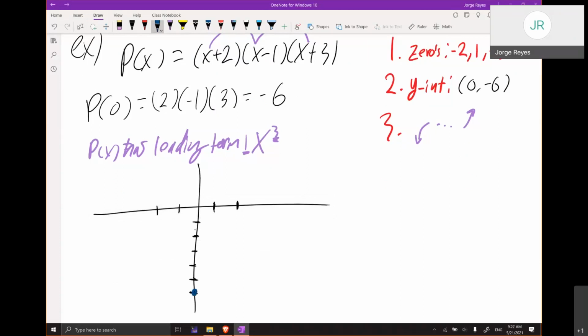Here is the x-intercept. I need one more. 3. Okay, and then this is my end behavior. So I know I start with an arrow down here and I end with an arrow up here. So now I just connect the dots.